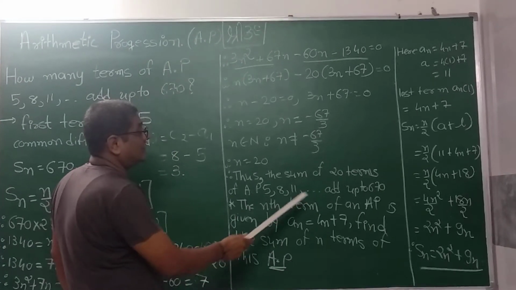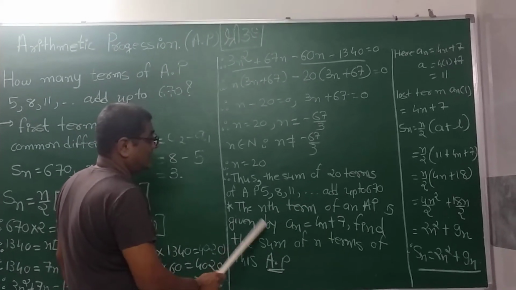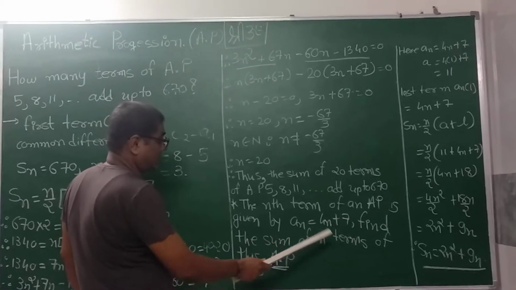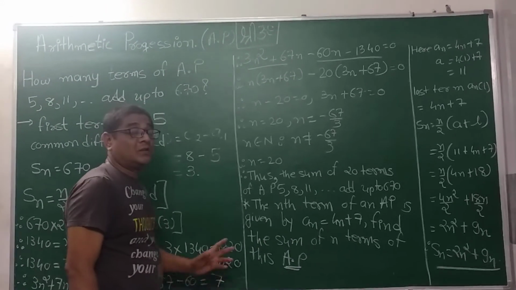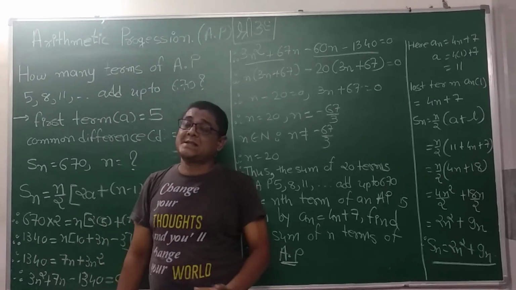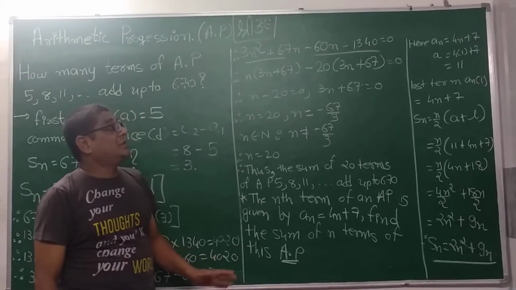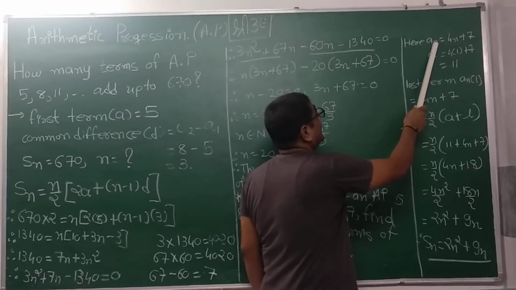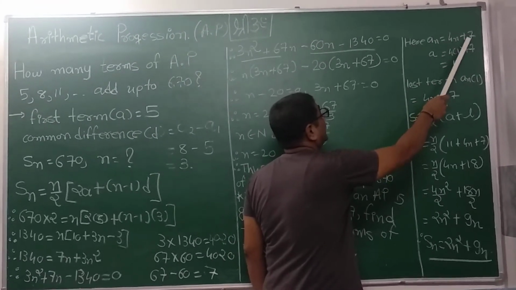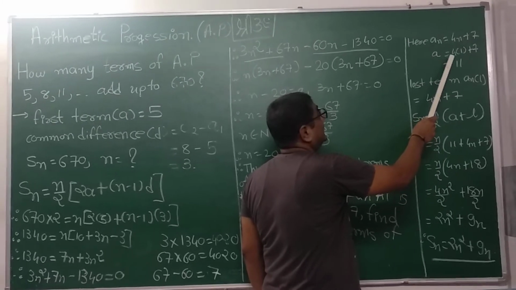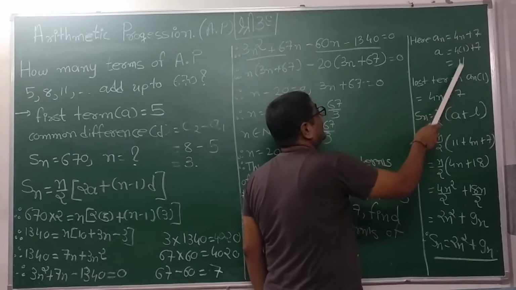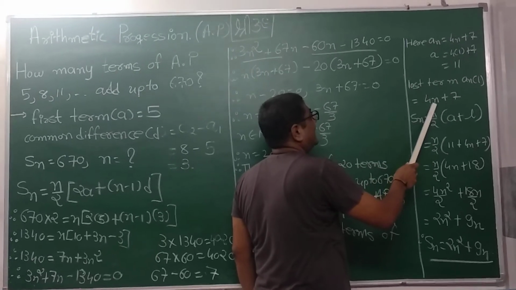Now, the nth term of an AP is given by a_n is equal to 4n plus 7. Find the sum of n terms of the AP. So we know that there are two formulas for S_n. Here we are able to find the first term: the nth term of the AP is a_n is equal to 4n plus 7. So the first term, instead of n we substitute 1, that is 4 plus 7 is equal to 11, and the last term remains as it is.